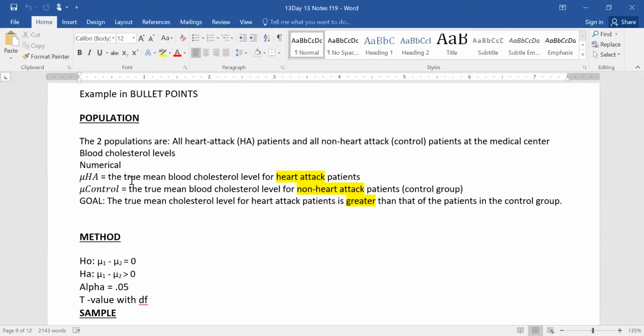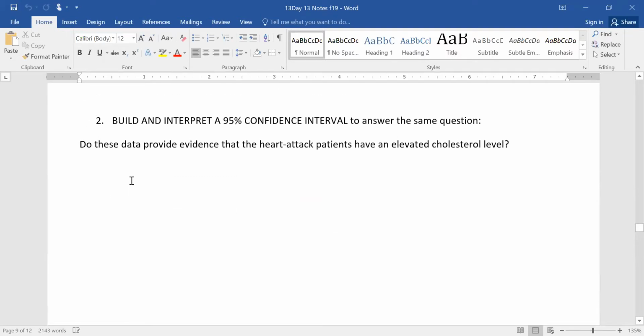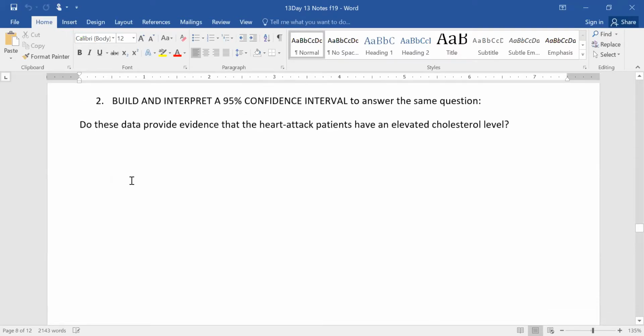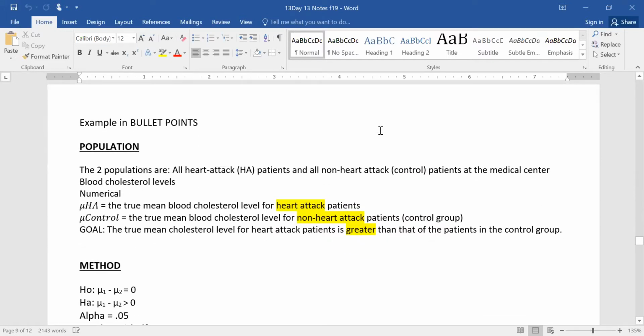So my goal, okay, now I need to see what is my goal. Remember what that question was? I'm just going to scroll back up. The question right here: does the data provide evidence that the heart attack patients have an elevated cholesterol level? Well, elevated would mean higher, right? A larger number. So we're wondering, is the average cholesterol level higher for the heart attack patients than it is for the non-heart attack patients? So this relates directly to my goal. So right here, the population mean cholesterol level for heart attack patients is greater than that of patients in the control group, or the non-heart attack patients.